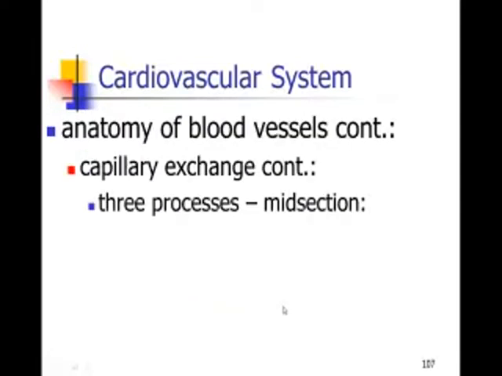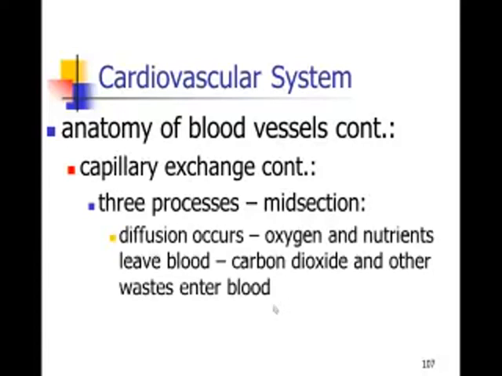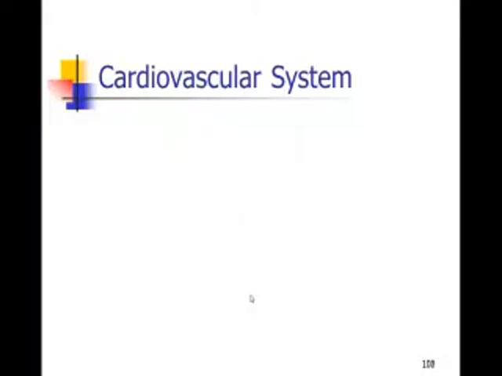In the midsection, there are three processes going on still, and diffusion is still occurring. Oxygen and nutrients are leaving the blood because of concentration gradients, higher for these materials in the blood and lower outside. Carbon dioxide and waste materials come into the blood because their concentrations are higher outside the capillary.